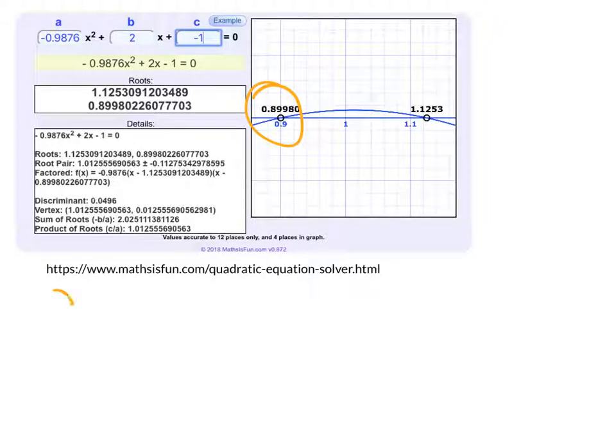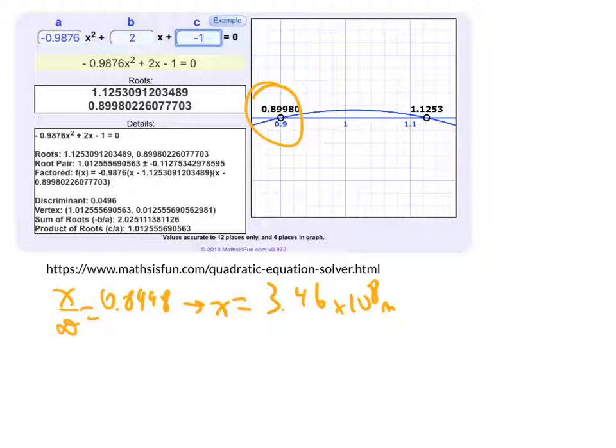So we find that x over d is 0.8998, which implies that x is 3.46 times 10 to the 8 meters. Part B is additionally a little bit annoying because they want to know the distance to the surfaces. This is the distance to the center. So the first thing is, for the distance to the Earth's surface, we would just subtract the Earth radius from this.